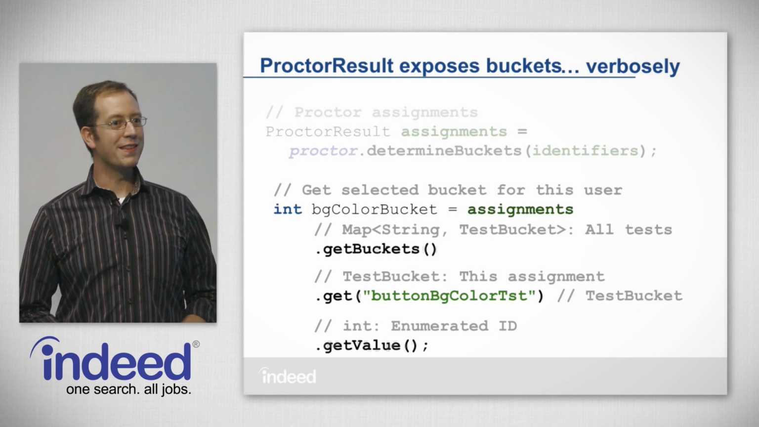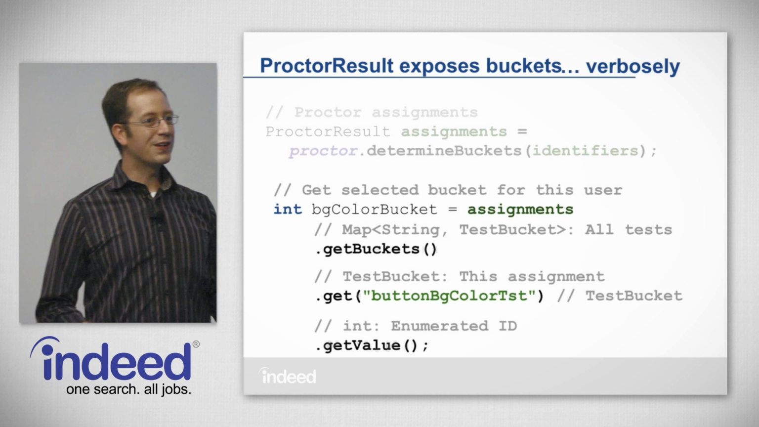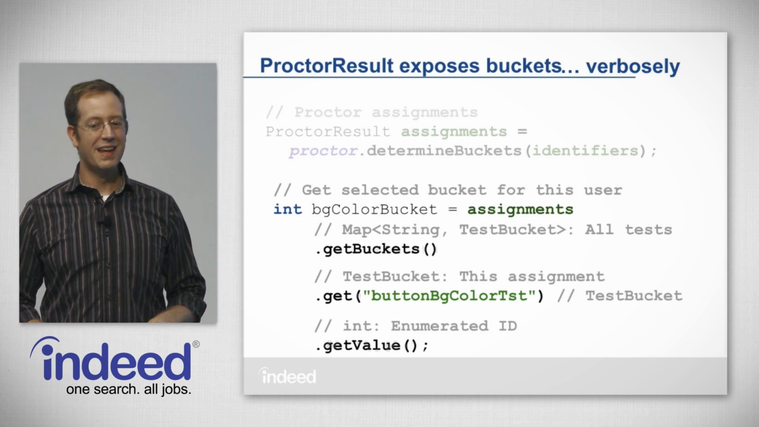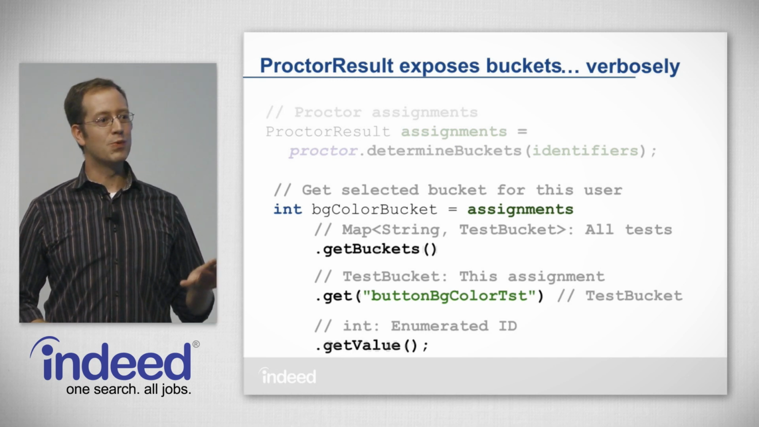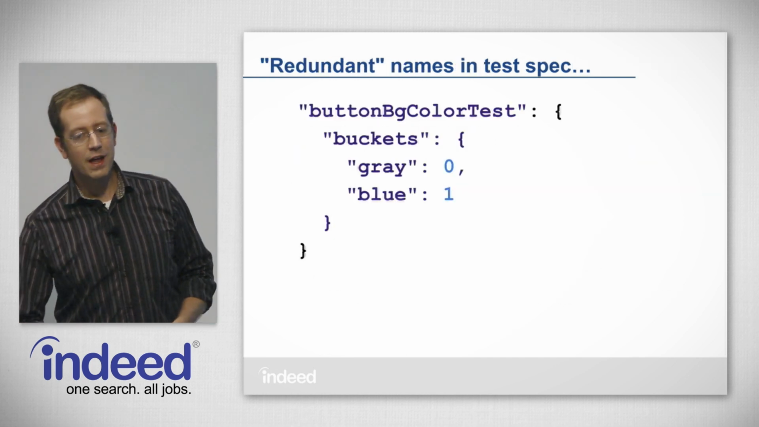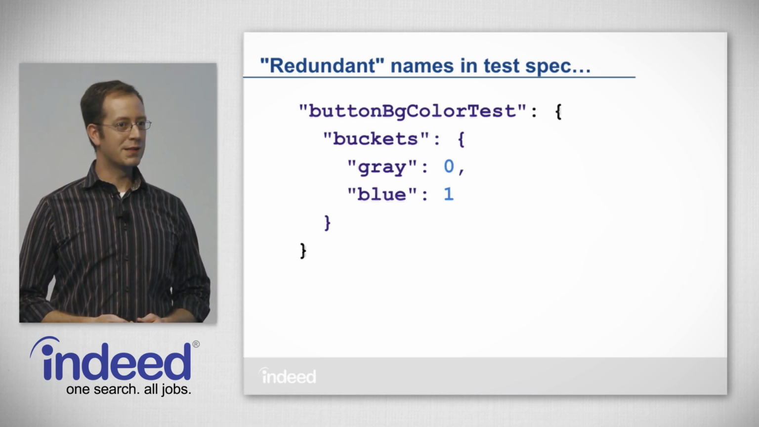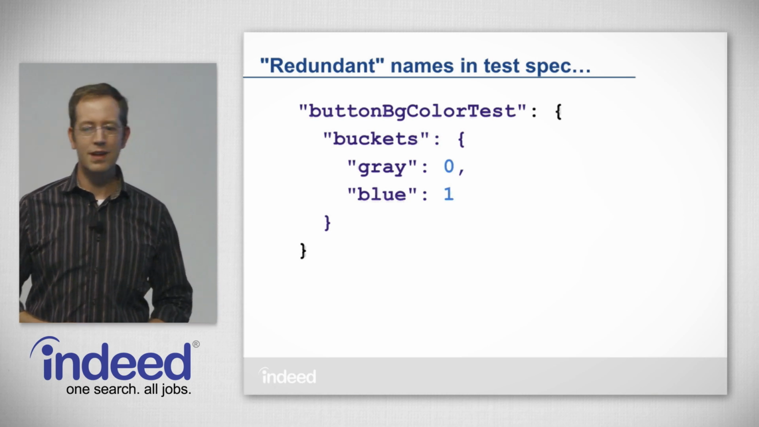And right now, all the Python guys are saying, glad I don't write Java. Proctor result exposes the buckets, but very, very, very verbosely. We talked a second ago about the code generation piece of Proctor, and that is what makes this all a little bit easier to deal with. Those redundant names in the test spec, and I suspect some people in here were probably wondering, well, why did we tell it we were gray and blue? We already told it that once.